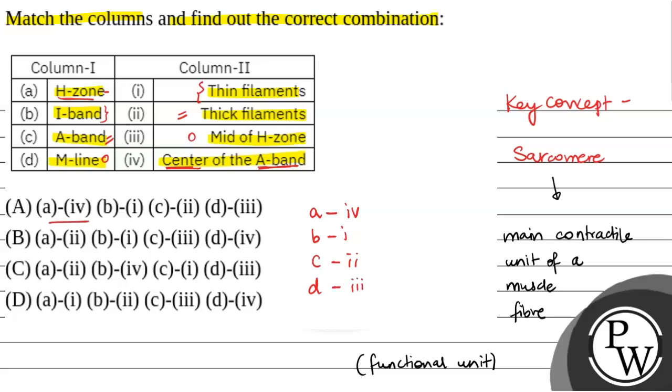So यहाँ पे A4, B1, C2 and D3 is the first option. So the final answer for this question is option A.